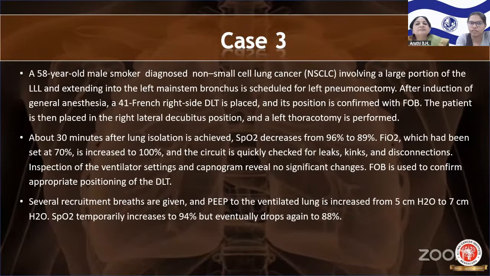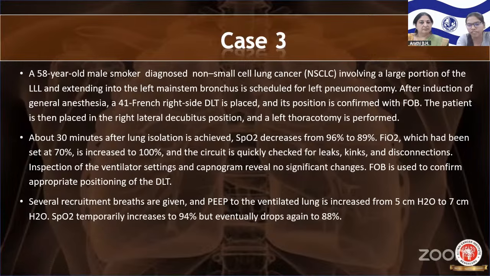So case scenario 3: a 58-year-old male smoker diagnosed with non-small cell lung cancer involving a large portion of the left lower lobe and extending to the left mainstem bronchus, planned for left pneumonectomy. In this situation, we have used a 41 French right-sided DLT. The position is confirmed with the fiber optic bronchoscope, and the patient is positioned for surgery.